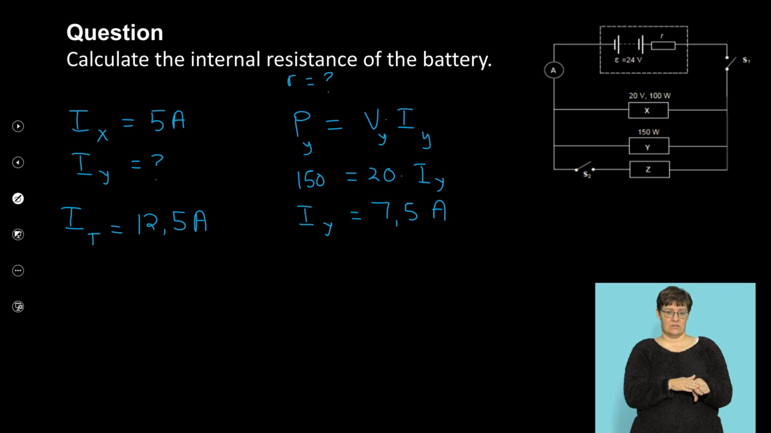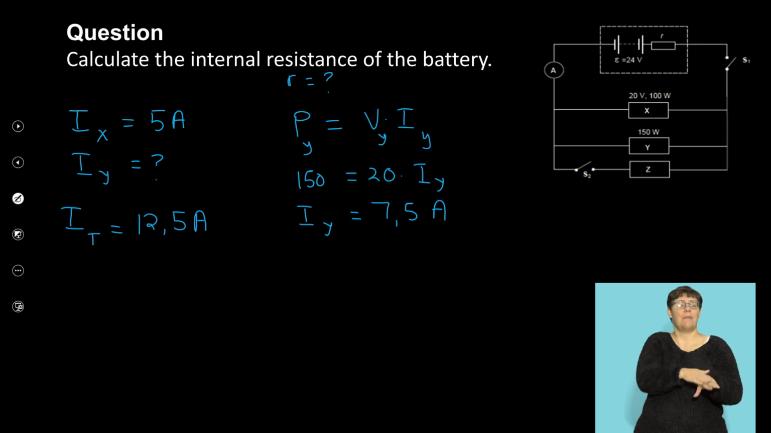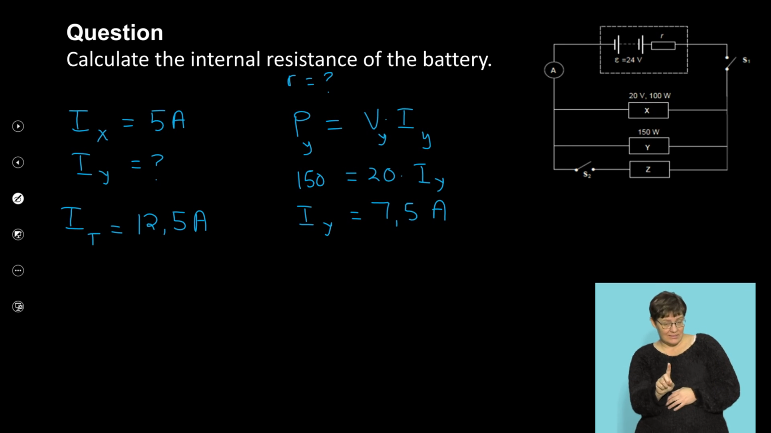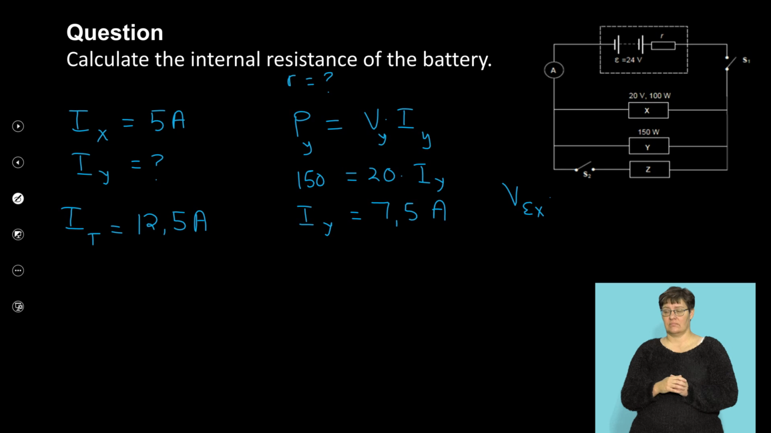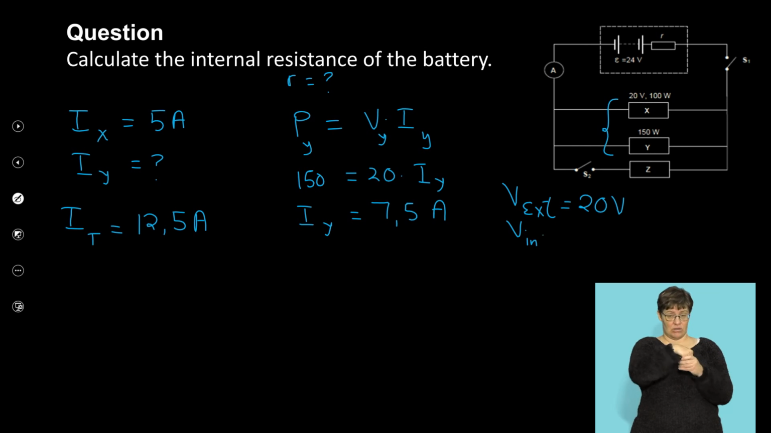But then the question wants us to determine the internal resistance of the battery. There are many ways to do this. Now we know that V external is equal to 20 volts, because it's just these two in parallel. Then V internal will be the difference, which is equal to 4 volts.